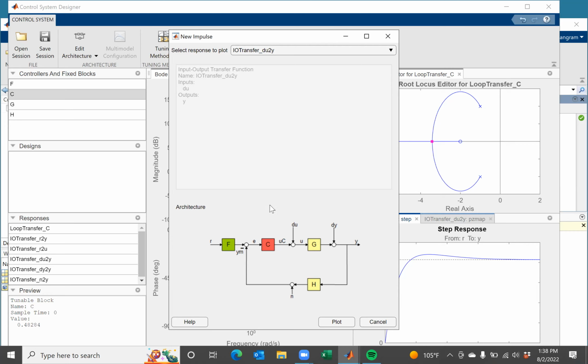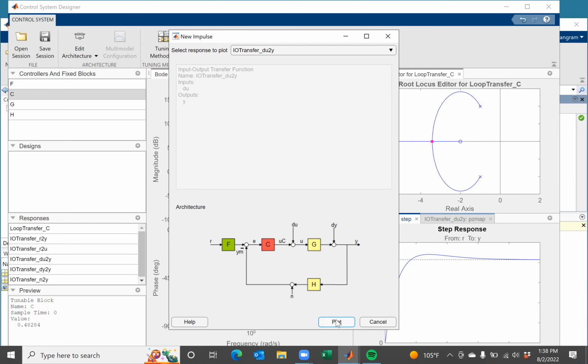Please understand, G is the open loop transfer function. H is the feedback transfer function. C is the controller gain. And R, what you're seeing here, is coming as an input. This is a slightly different way of expressing the same transfer function.